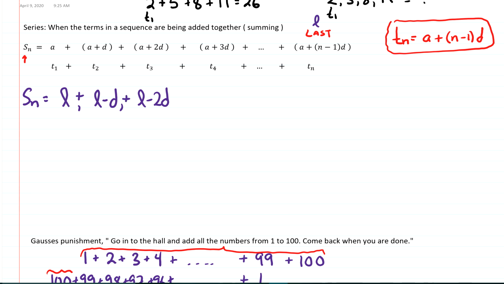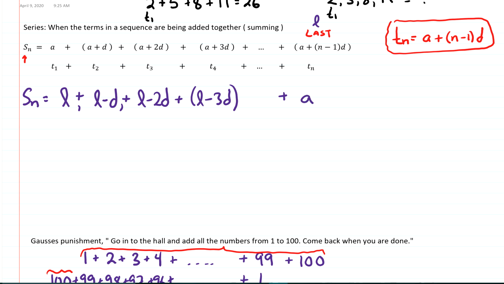Keep putting commas here, sorry about that. And then we'd be adding the last term minus 3 common differences. And then we would get all the way down to our first term here.